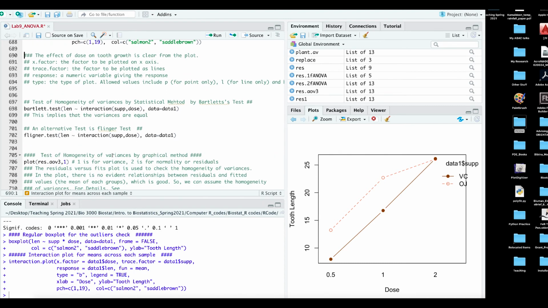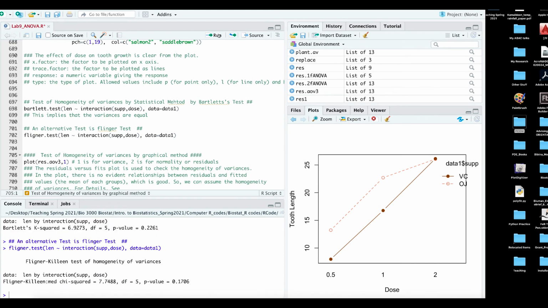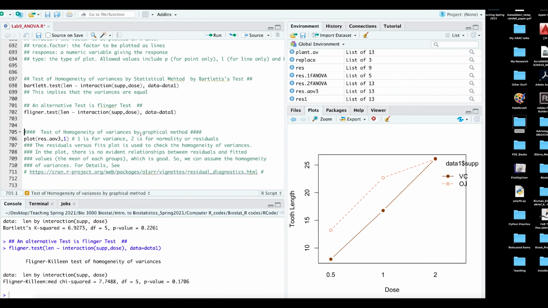Now these are basically checking whether the variances are equal or not. Okay, and then by plot, separately, whether the variances are equal or not on the interaction. Okay, so we got that the variances are equal because we see that the p-value is greater than alpha. Okay, these are the statistical way.